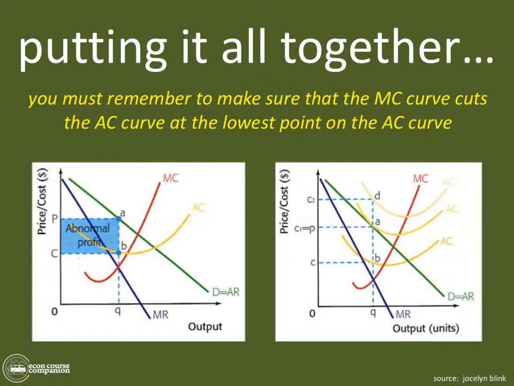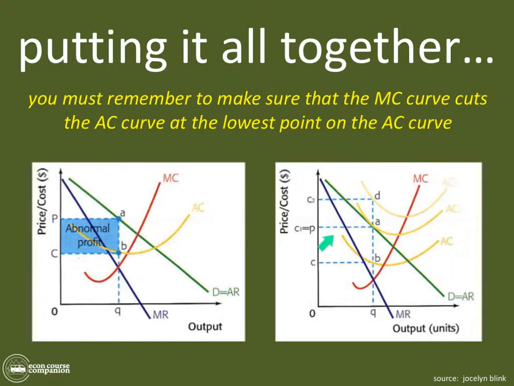Check this slide out, my friends. Okay, so this is the graph from the previous slide. And then let's look at different scenarios. This was abnormal profit, and that's an example here of AC.